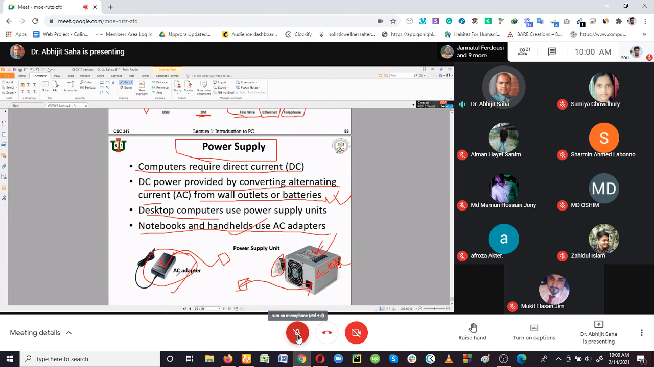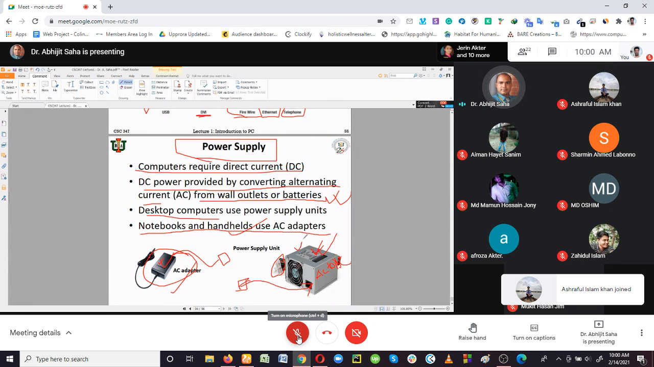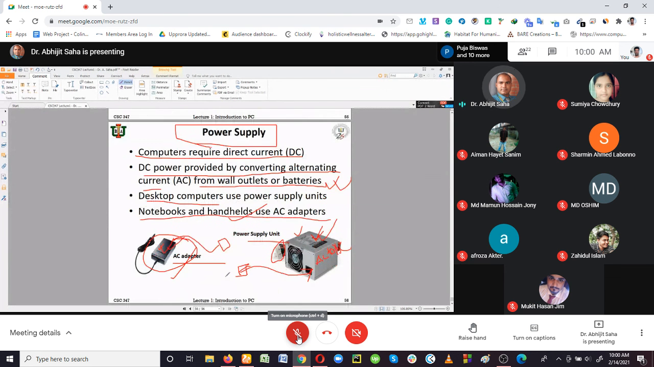So that is exactly what I mean: the two types of power sources that give power to the computer system. For the desktop unit we call it the power supply unit, and for the laptop it is called the AC adapter. So this is how we are finishing lecture number 1. Okay.